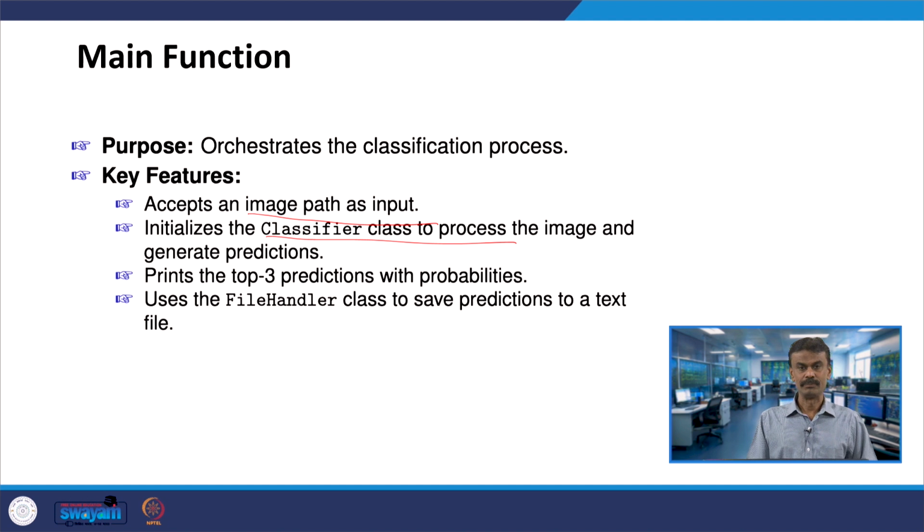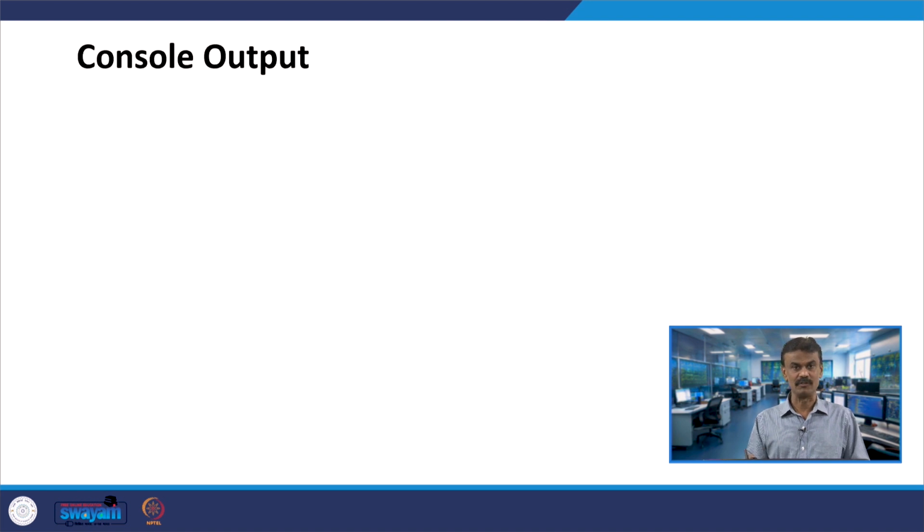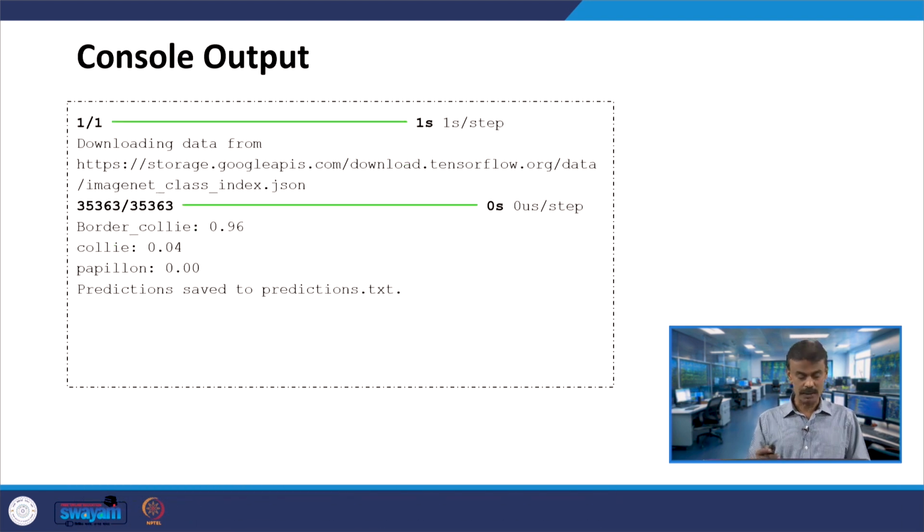So, you have, let us say, thousands of probability distributions, and then it is taking the top 3 predictions with probabilities. And the file handler is saving the predictions to a text file, which is nothing but predictions.txt. So, with all the classes and the main function, if I run the code, I have to get the output like this.